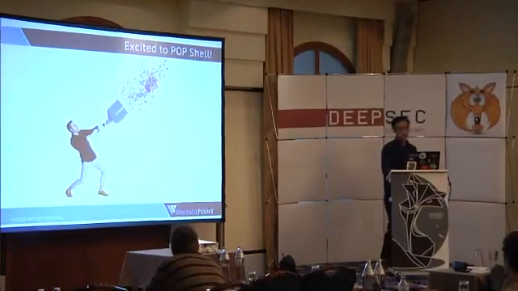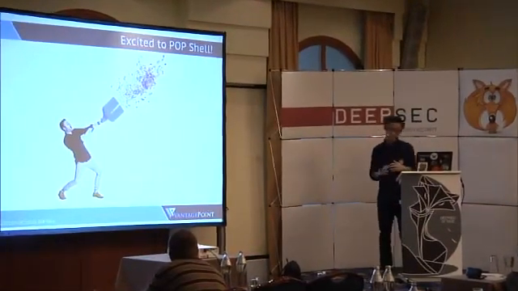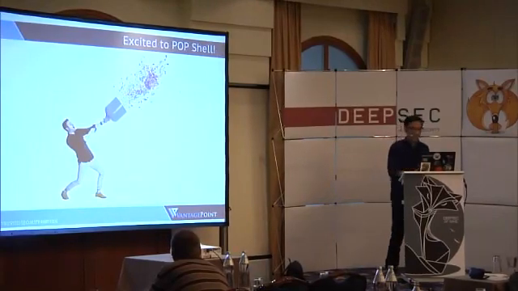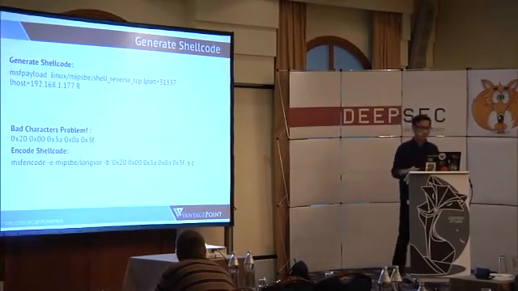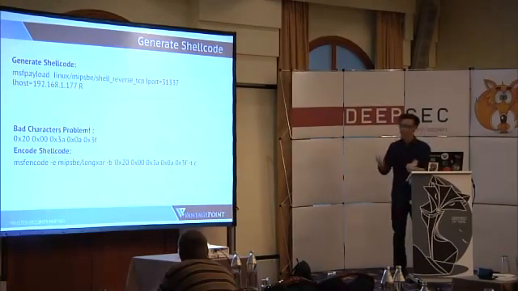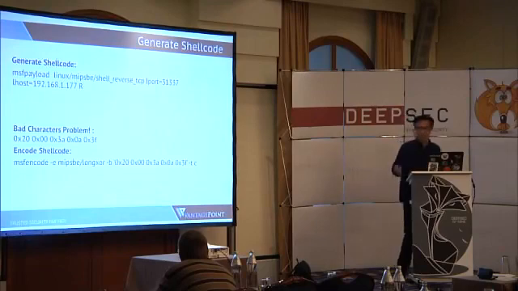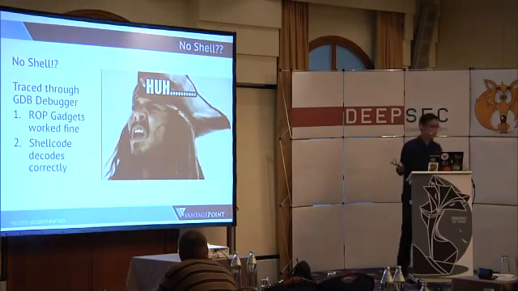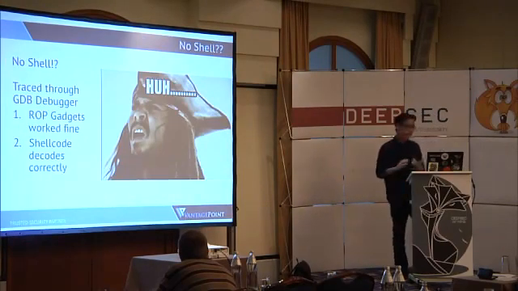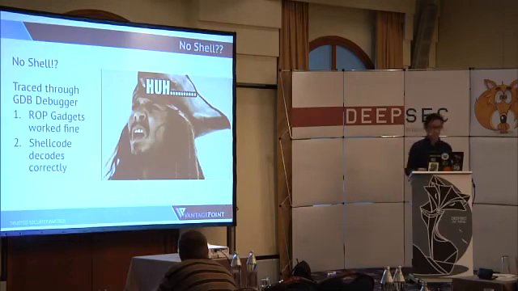I wanted to quickly write this exploit, so I went to Metasploit, used the encoder, and generated the shellcode with the encoder to overcome the bad characters. Then when I ran it, no shell. I was like, what's happening? I got my ROP gadgets, I got my shellcode, everything. I traced through GDB, and the weird thing is that when I trace through GDB, I pop my shell, but when I turn GDB off, I don't get my shell.